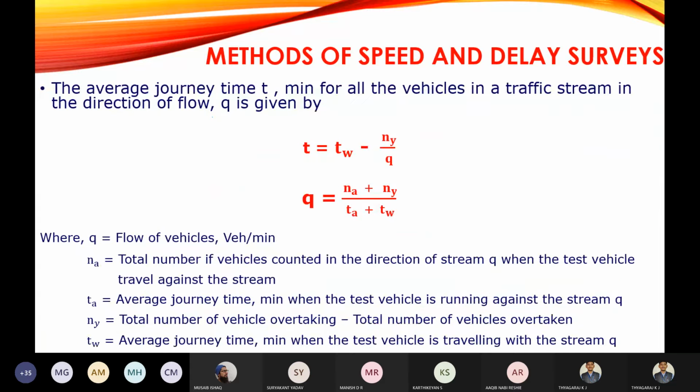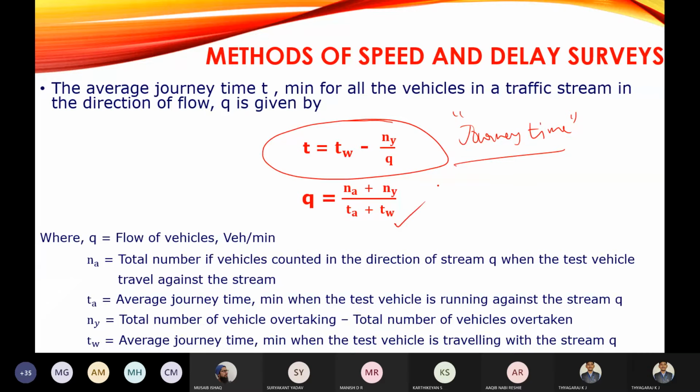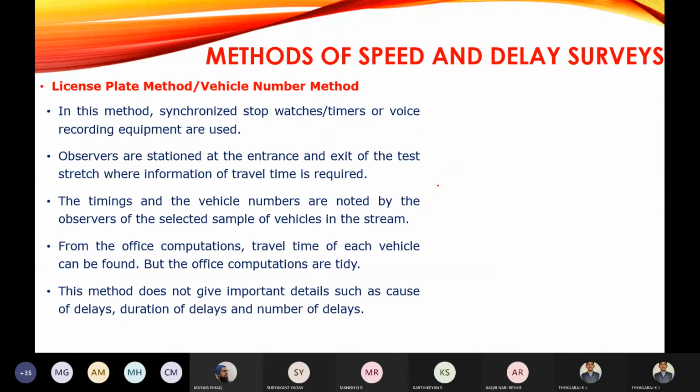Then, using the formula, which I am going to show when we are solving the problem, the travel time, that is the journey time, can be easily calculated. So how much time is required to move from point A to point B, and the flow, we can easily determine. So this is about the floating car method.